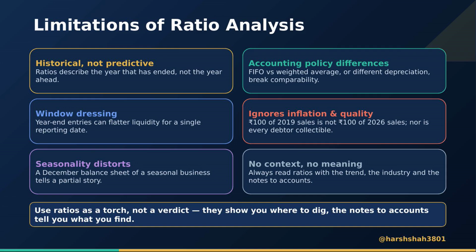Fourth, ratios ignore inflation and quality. 100 rupees of 2019 sales is simply not the same as 100 rupees of 2026 sales, and not every debtor is actually collectible. Fifth, seasonality can distort things. A December balance sheet of a seasonal business only tells you part of the story. And finally, ratios have no meaning without context. Always read them alongside the trend, the industry, and the notes to accounts.